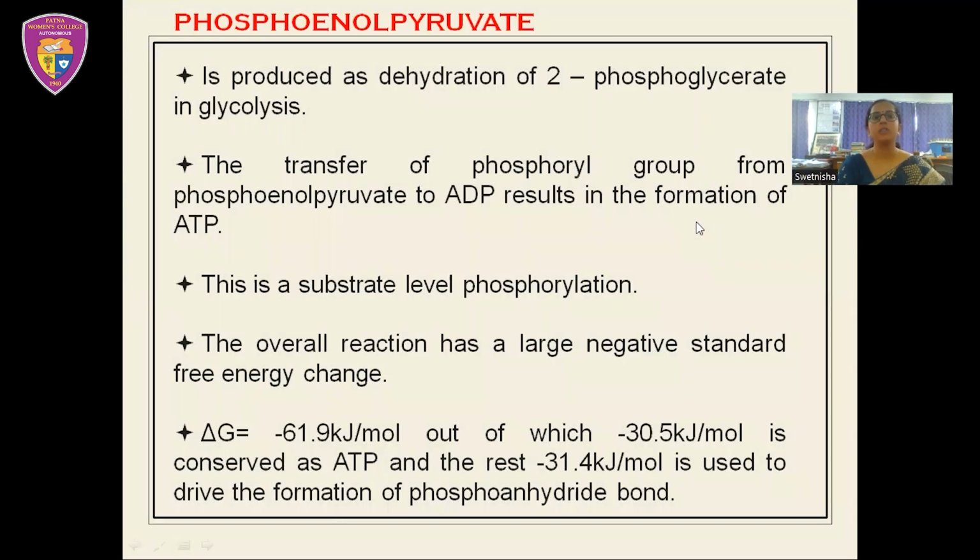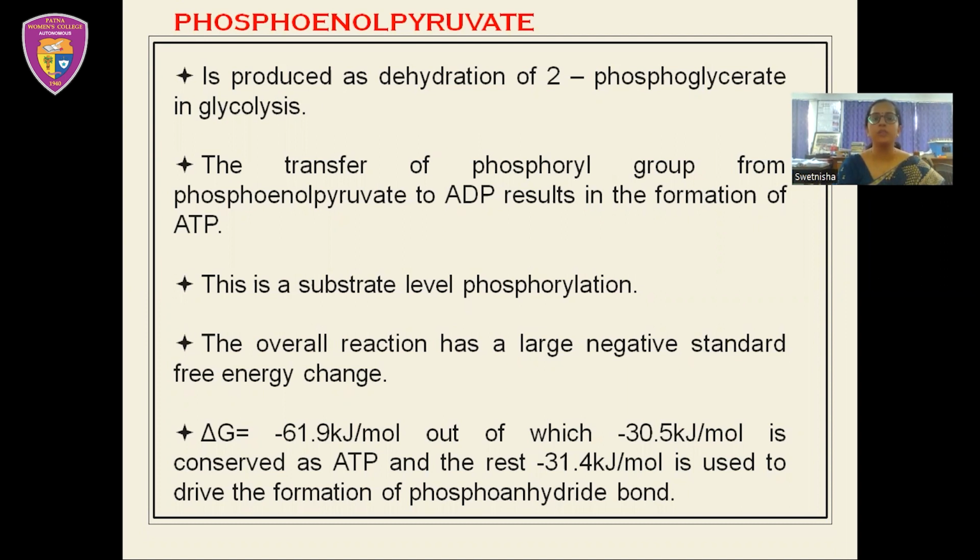So in biological systems, we have four energy-rich molecules: phosphoenol pyruvate, 1,3-bisphosphoglycerate, ATP, and thioesters. First of all, we'll discuss phosphoenol pyruvate, which is an intermediate in glycolysis. We know that it is the product of dehydration of 2-phosphoglycerate. When a molecule of water is released from 2-phosphoglycerate, it results in the formation of phosphoenol pyruvate.